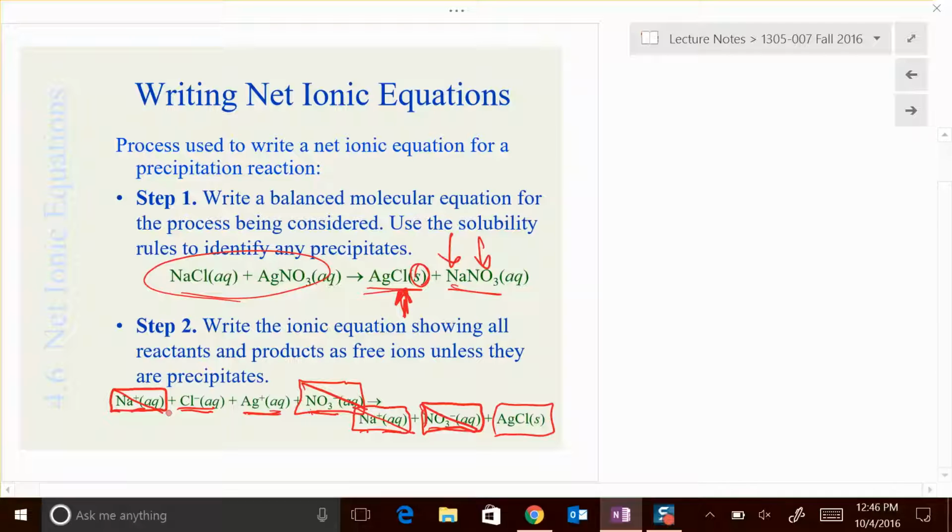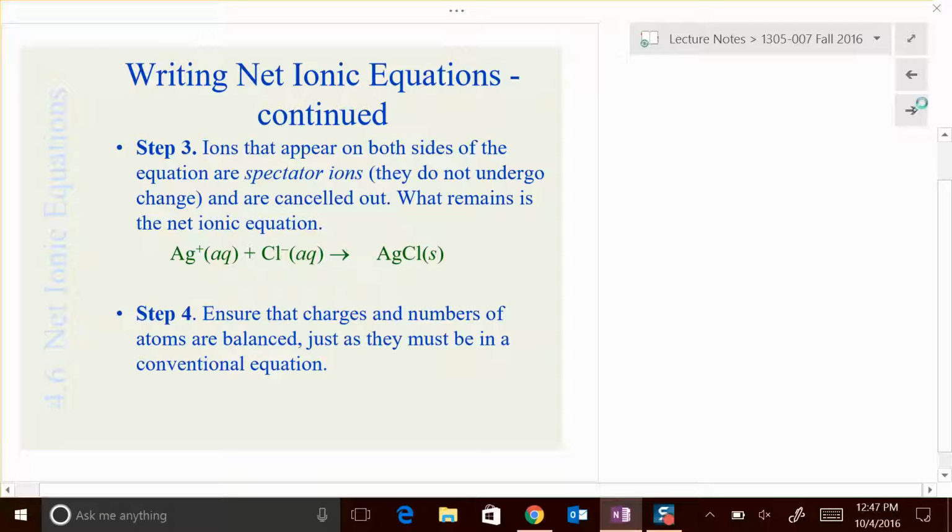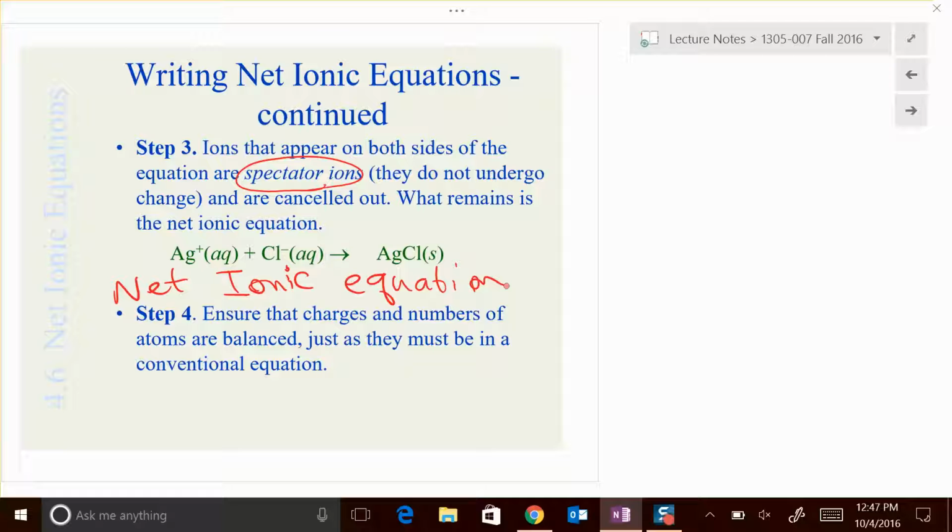So now we can see what actually happened. What happened during this reaction? Well, silver found chlorine and formed silver chloride. That's it. That's all that happened. Everything else was eliminated because they are called spectator ions. So the spectator ions are eliminated, and you're left with your net ionic equation. The net ionic equation is written after you've eliminated all the spectator ions, the ions that did not participate in the reaction. Okay?